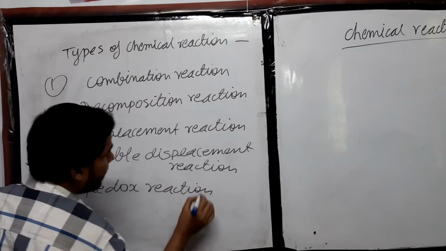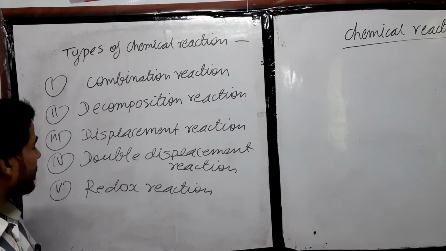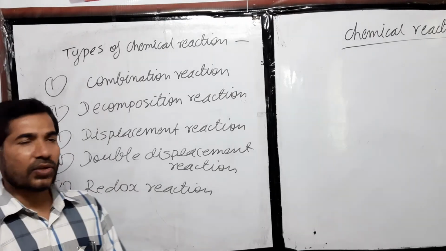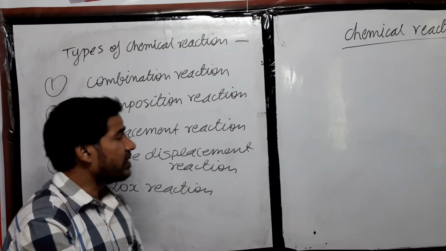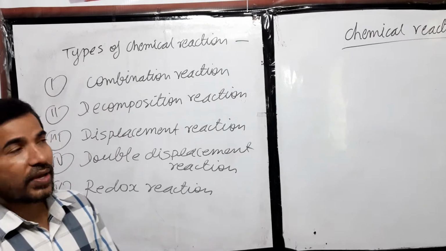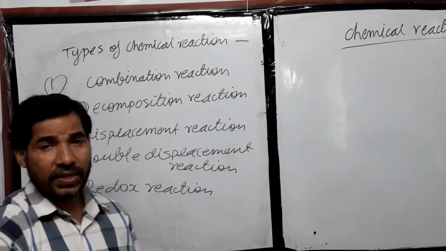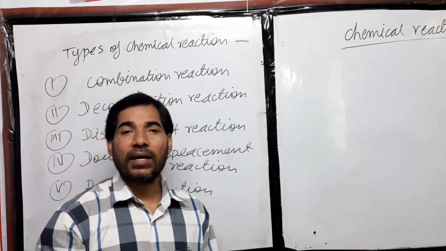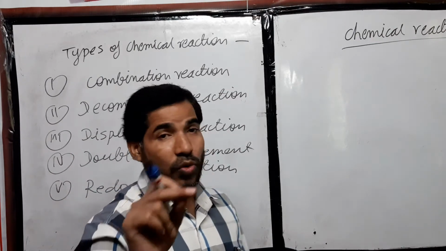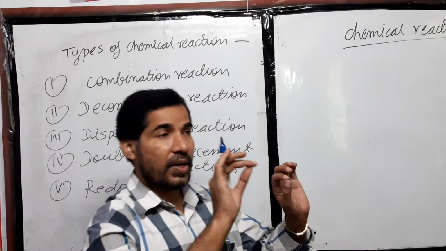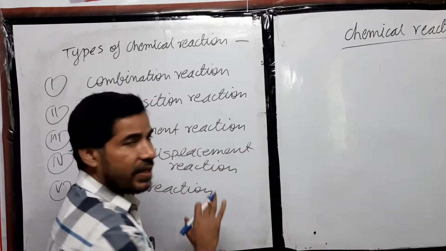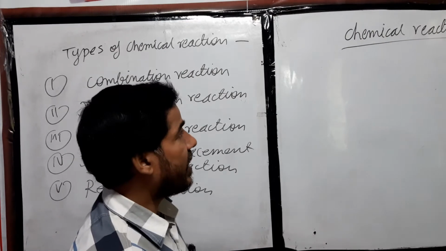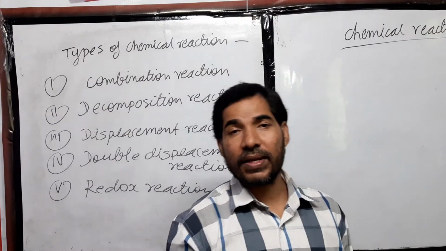In some books, redox reaction is present in the form of oxidation reduction reaction or reduction oxidation reaction. So these are the 5 main types of chemical reaction, and after the completion of these, I will give 2 more reactions, neutralization reaction and precipitation reaction. But these are the main 5 types of chemical reaction. So I am going to explain one by one.